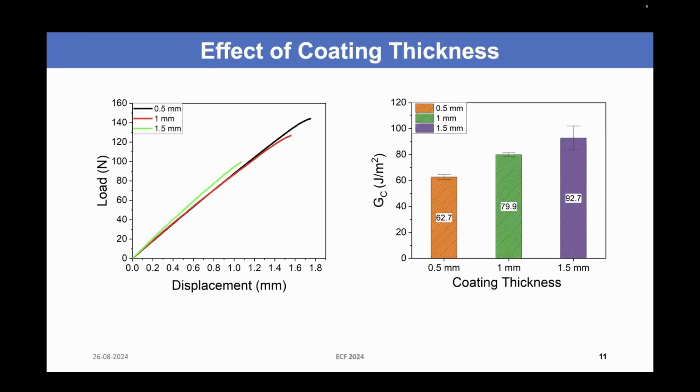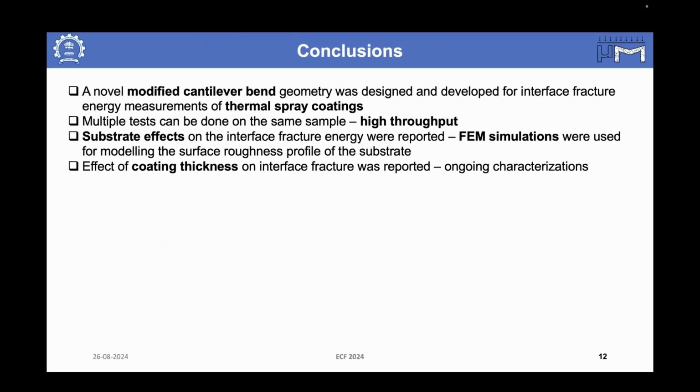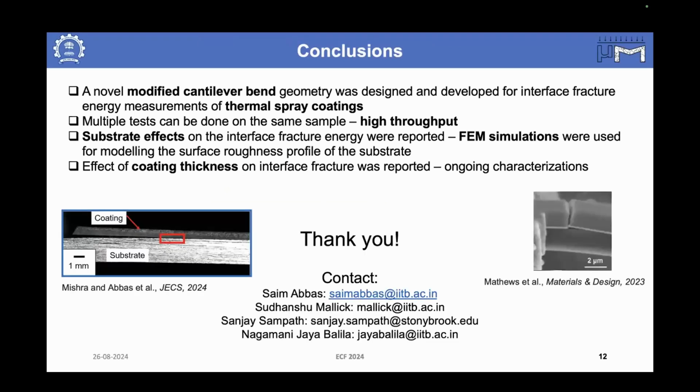And these are some of the typical values that I have obtained for the variation of interfacial toughness with a change in coating thickness. I have observed that with the increase in coating thickness, there is an increase in interfacial toughness values. We are still in the stage of characterization of these things, and we don't have enough explanations for these. So this is an ongoing research effort, and these are the conclusions. And thank you for your time.